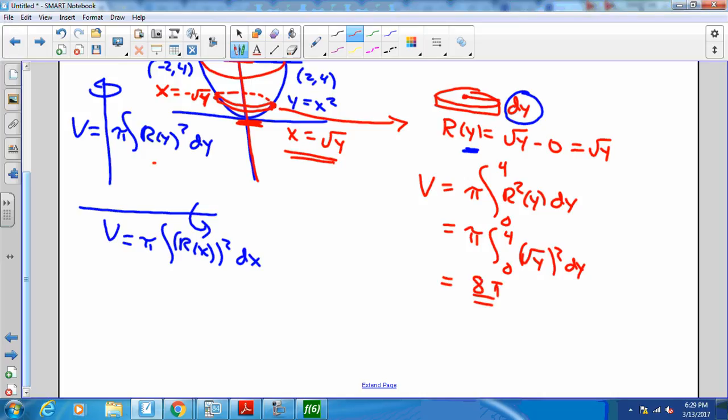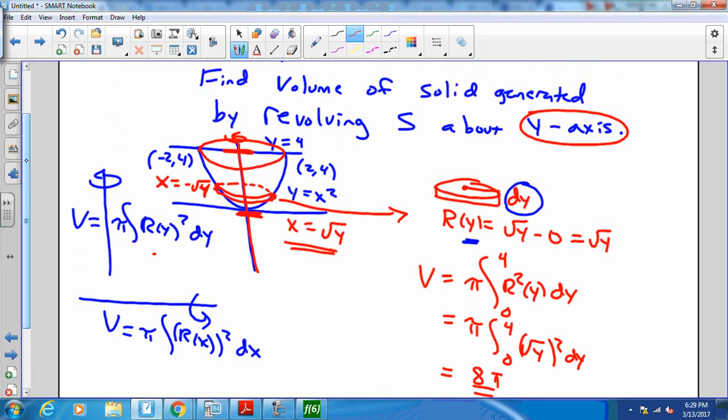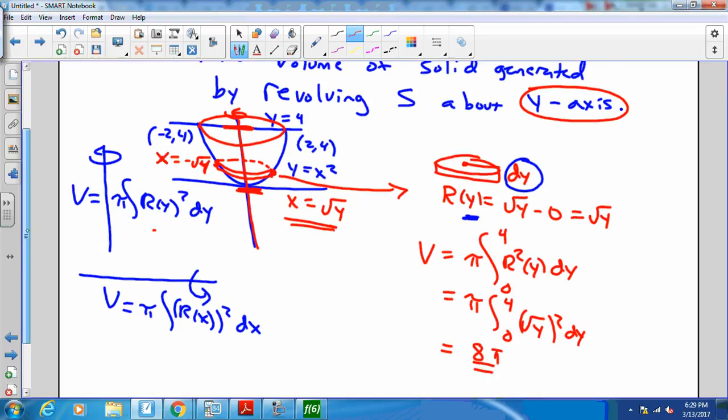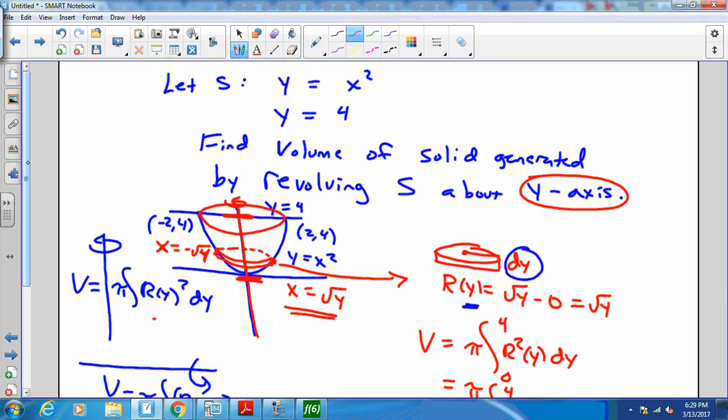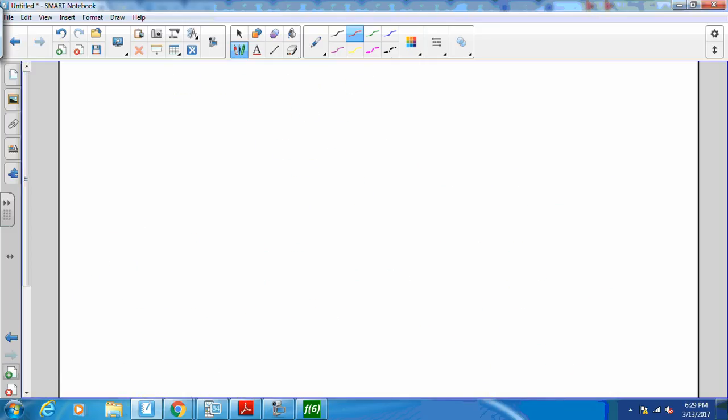Compare these two. Pi integral 0 to 4 of root x squared dx, and now pi integral 0 to 4 of root y squared dy. Exact same number, which is 8 pi. And when you look at the regions, you realize, oh yes, I can see why that's the case, because all I did was take my solid from the introductory example and put it on a different axis. Let's do one more example so that you can see some of the interesting things that can arise here.